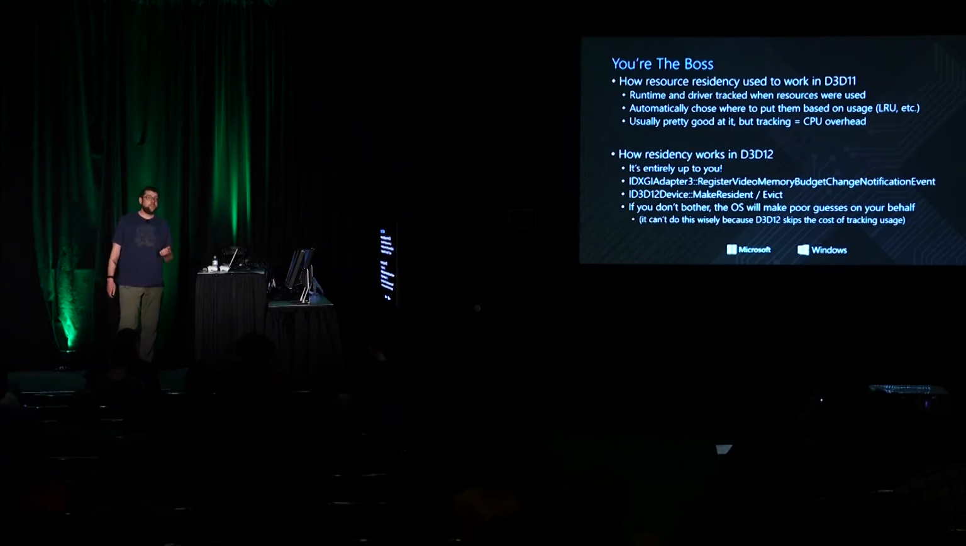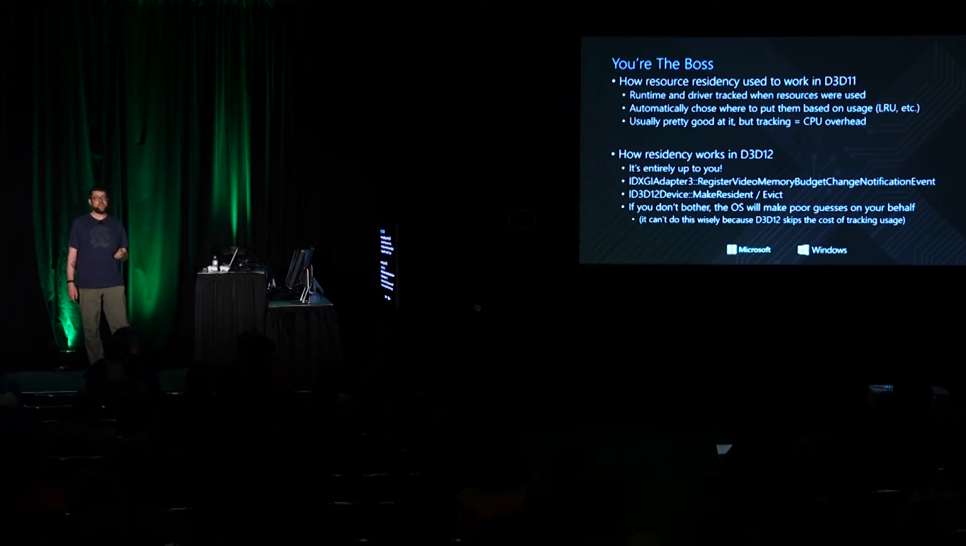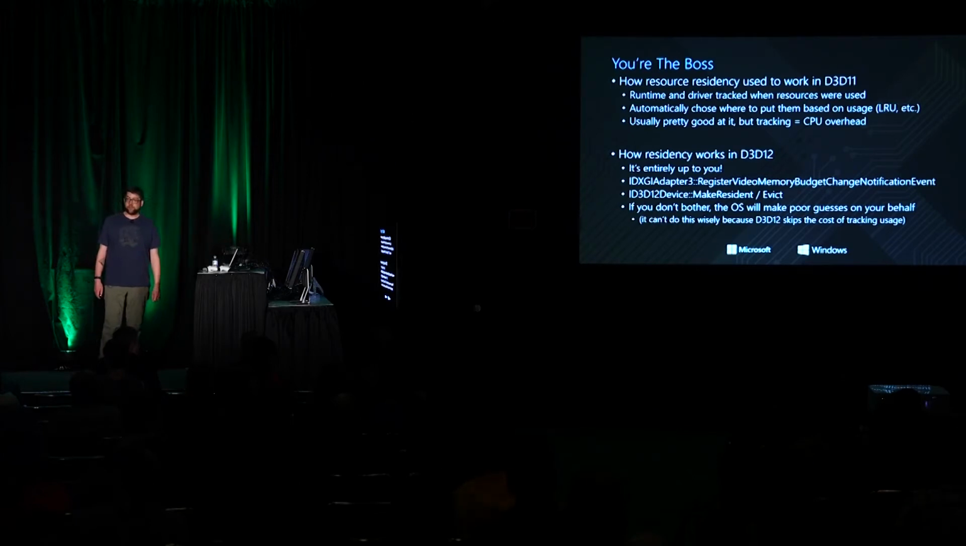The reason we're here talking about this today is the importance of managing video memory has changed dramatically between D3D 11 and D3D 12. In 11, you basically didn't have to think about this. The runtime and driver collaborated to do it for you. So they would track every single time a resource was used. They would maintain counts of least recently used, frequency of access. And the graphics kernel made choices for you based on this kind of data. So it would move things back and forth. It would decide what kind of memory to put things in. Usually, it did a pretty good job.